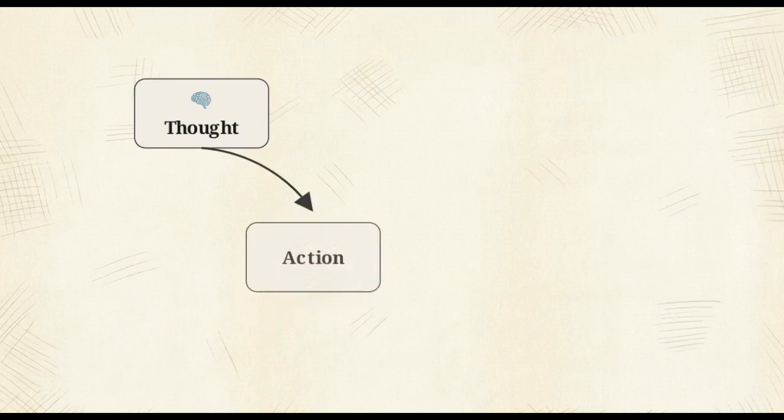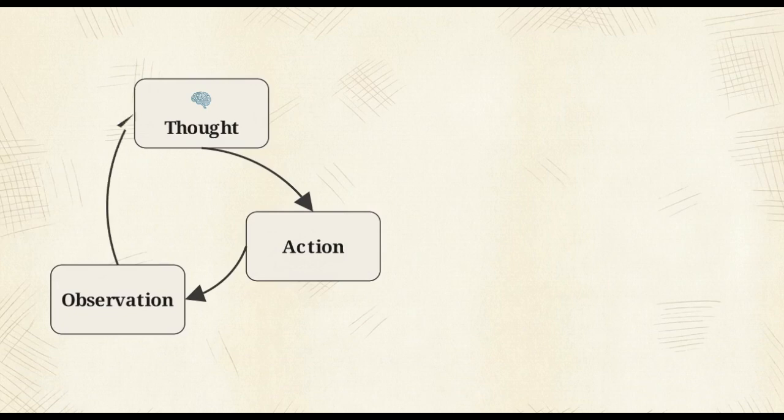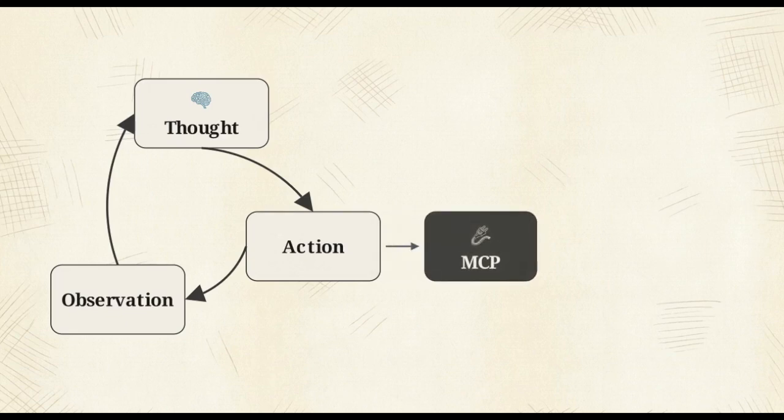These systems use logic loops to determine which tools to use and when to use them to solve multi-step problems. Here is the core logic of an agent. It follows a continuous planning loop. The agent outputs a thought about what to do next, executes an action, processes the observation from that action, and decides its next step. To execute those actions, agents need tools.